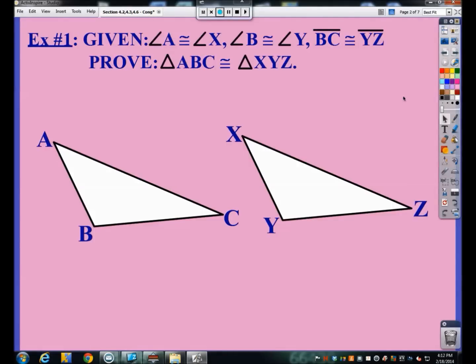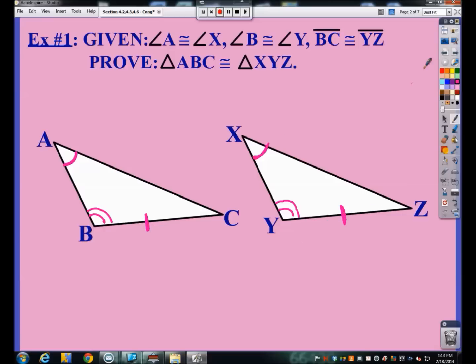So the first example we're going to look at, we have been given that angle A and X are congruent. So in my picture, I'm just going to mark that information. Angle A, I'm going to put 1 arc mark on, and X, I'm going to put 1 arc mark on. Angles B and Y are congruent, so I'm going to put 2 arc marks on them. And side BC, so I'm going to put 1 congruent side marking on that, is congruent to side YZ.